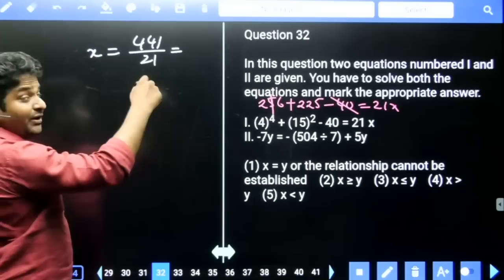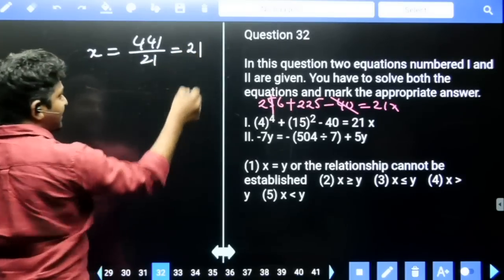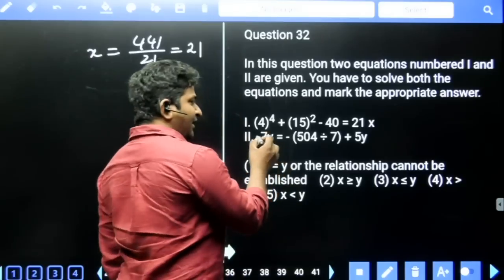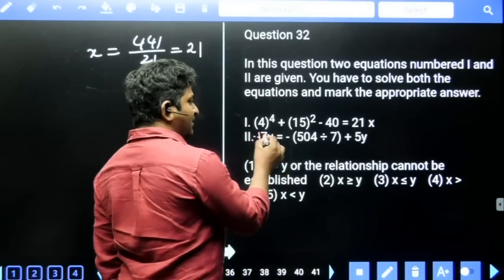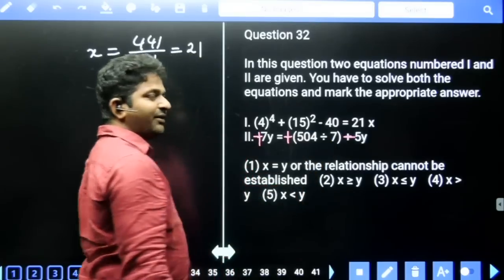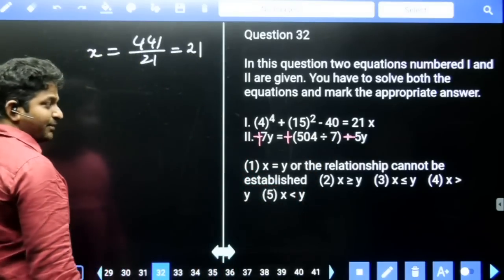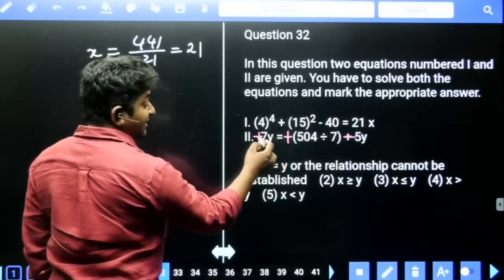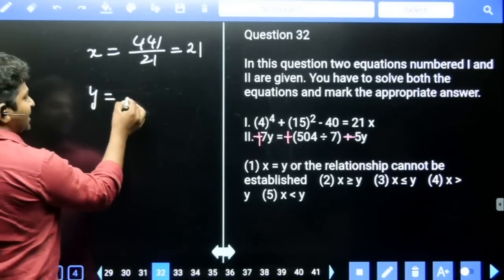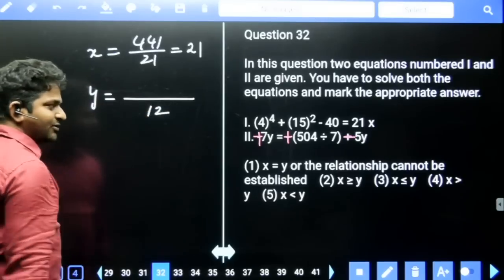Numerator we have 21 square and denominator 21. Result is 21. And then next, when you take negative common, here it is a positive number, here it is a positive number, and here it is a negative number. Minus 5x comes to left hand side, becomes plus 5x. 7y plus 5y is equal to 12y. From this, y is equal to some number divided by 12 should be there.